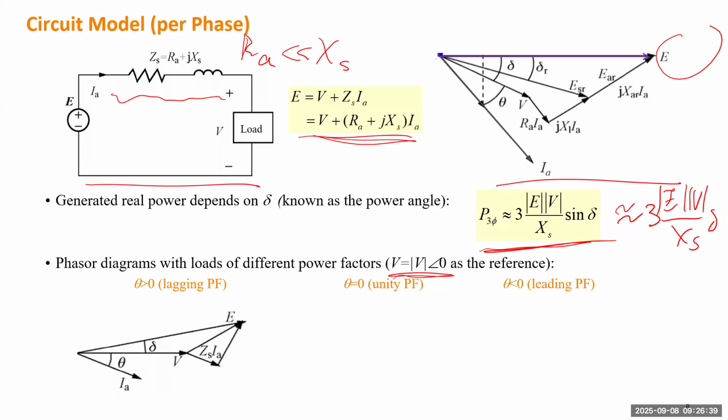Okay. So we have V as the reference, and because of the lagging power factor, the current will be lagging the voltage by angle theta, where theta is positive.